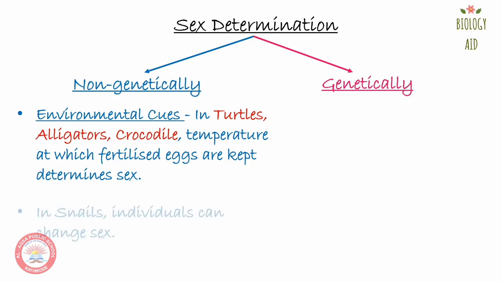Whereas in some other organisms like snails, the organism will have both male and female reproductive organs and they can change the sex according to their need. So we can see that in both these cases, it is the environment that determines the sex and not the genes. Whereas in human beings, sex is determined genetically. Let us see how it is. We are already aware of that, but still we'll go through it once more.